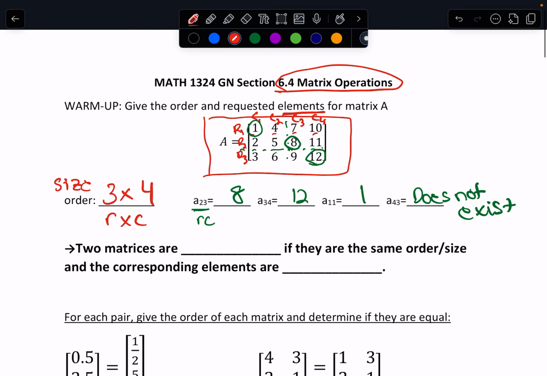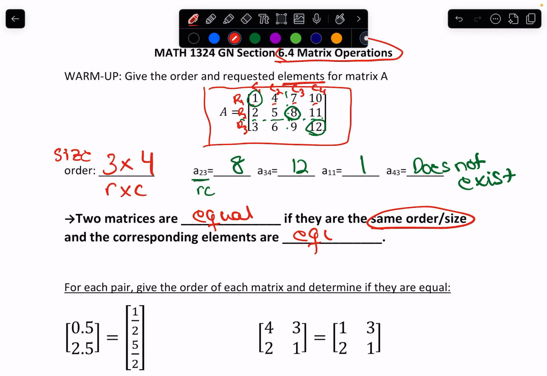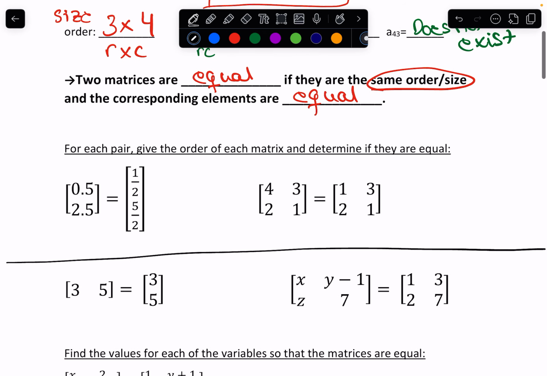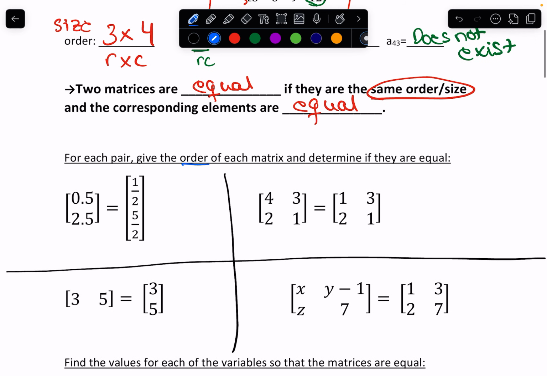Okay, two matrices are equal if they are the same order or size, and the corresponding elements are equal. So we've got pairs here, and let me just do this so that we're separating them. Give the order of each matrix and determine if they are equal. So again, order, remember it's rows times columns.